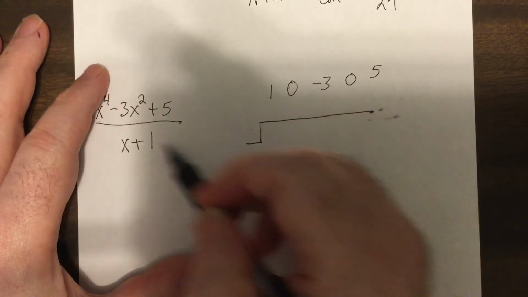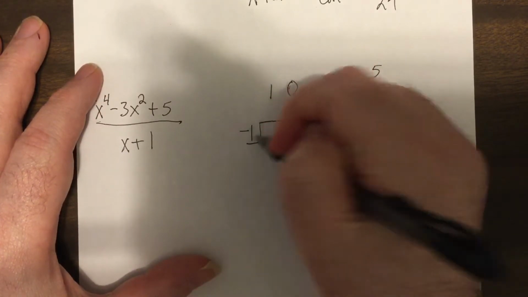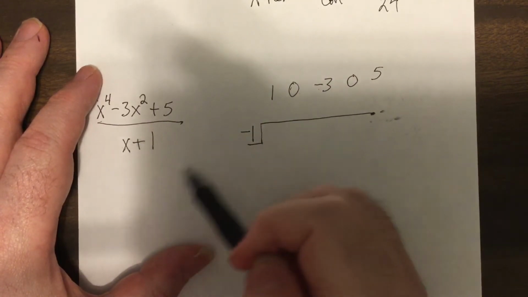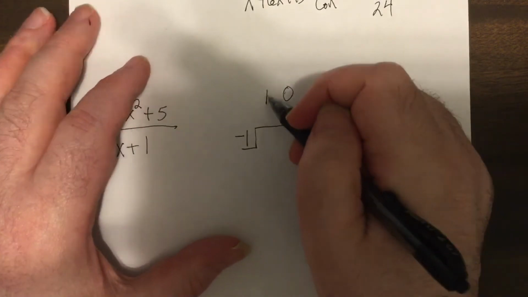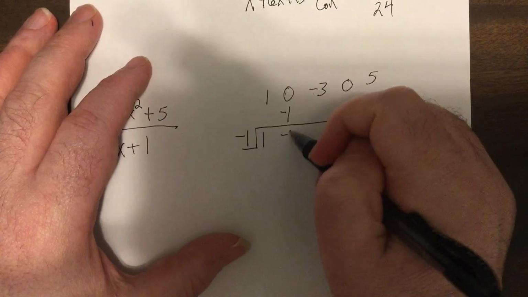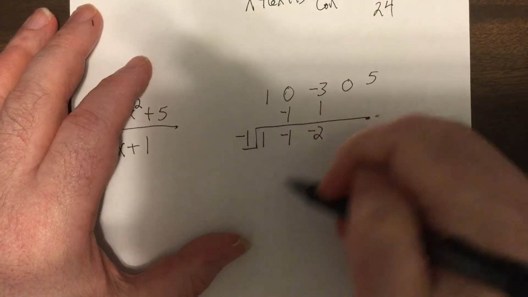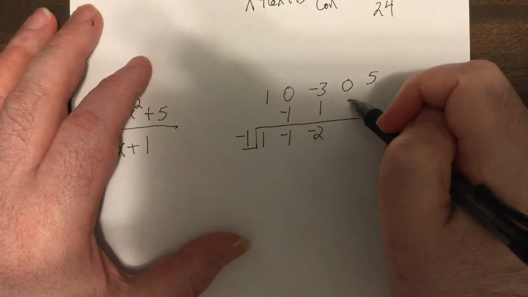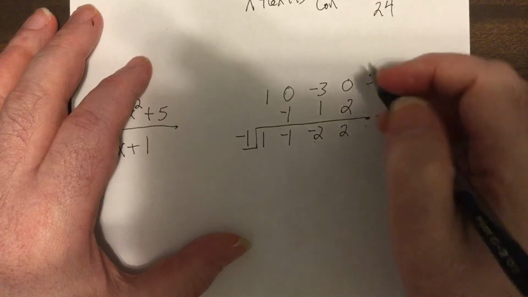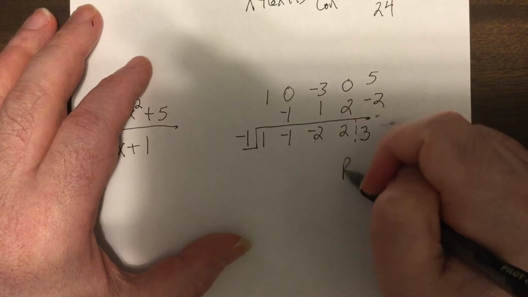Now this is always the opposite of this number. What number did I put in for x that would cause this to be 0? It has to do with solving. If I had x plus 1 equals 0, when you solve, you subtract 1. But here it is. Bring down, multiply, add. Bring down, multiply, add. Bring down, multiply, add. So this would be your remainder.